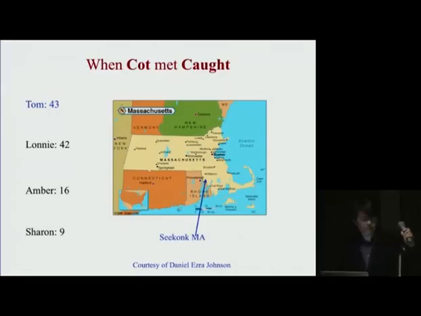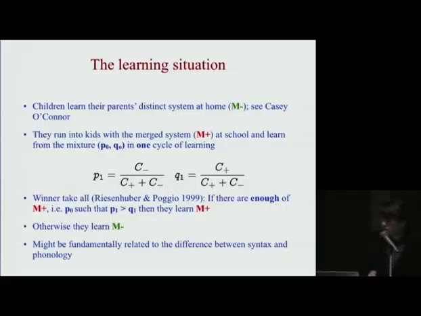Okay, the last one again being the youngest speaker. Okay, so children usually learn their parents' distinct system at home, because that's where they're primarily picking up their language. So let's call this the M minus system.